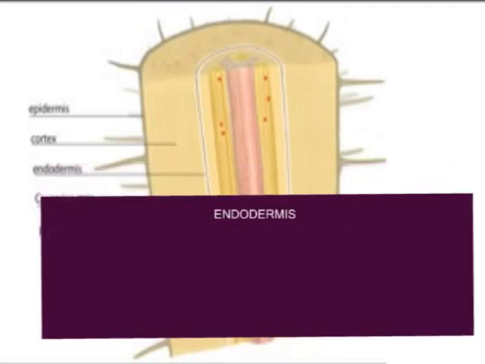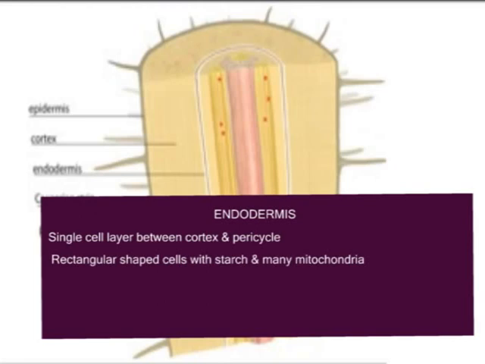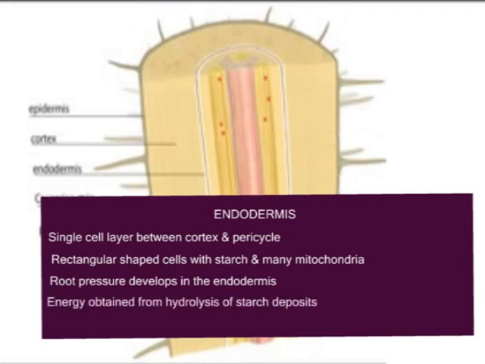The endodermis is a single layer of cells between the pericycle and the cortex. It is made up of rectangular shaped cells that have starch and many mitochondria. Some of the endodermal cell walls are thickened with lignin. Root pressure is thought to develop within the endodermis. The energy to sustain the pressure is obtained from the hydrolyzed starch deposits, and the presence of many mitochondria indicates that activities of the endodermis have high energy requirement.